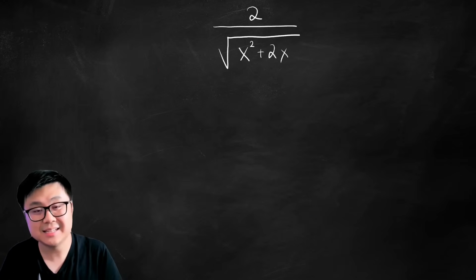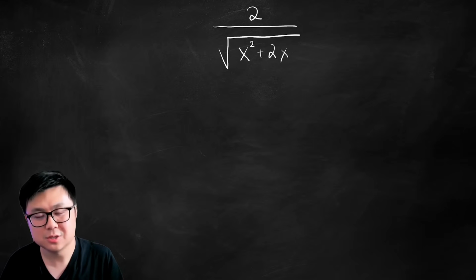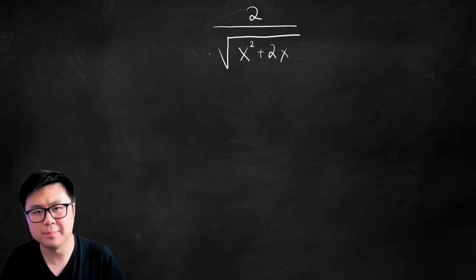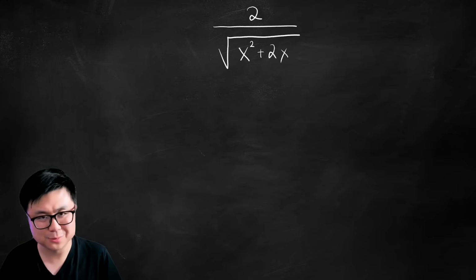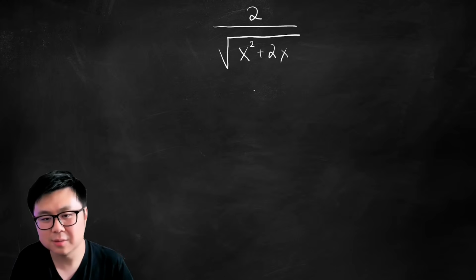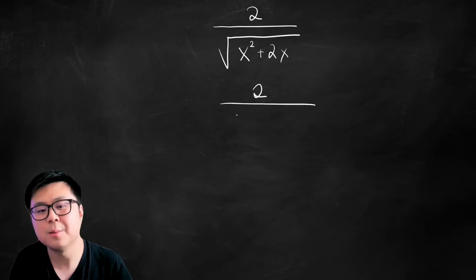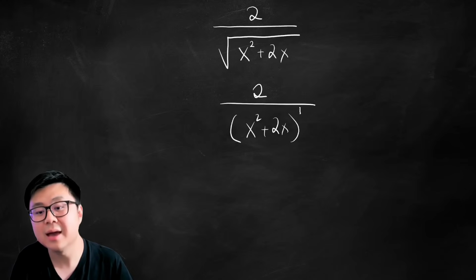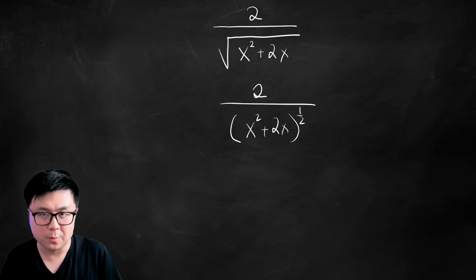All right, last example of this video here. Starting off with the problems here. What do we see? Well, we have a radical on the bottom. We don't like radicals in calculus. We like rational exponents. So let's write this as 2 over brackets x squared plus 2x to the power of half.